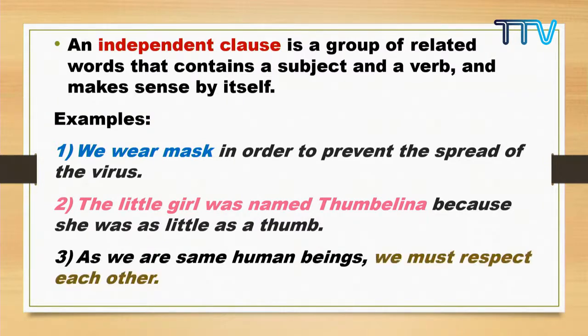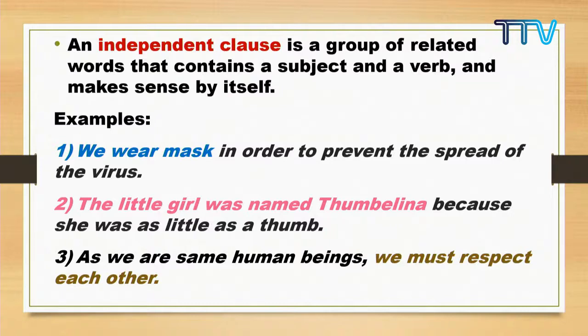As we are same human beings, we must respect each other. Okay? Now, the second part of the sentence, we must respect each other. I have deliberately taken this example because some students may think that an independent clause has to come at the beginning of a sentence. That's not necessarily the case, okay?